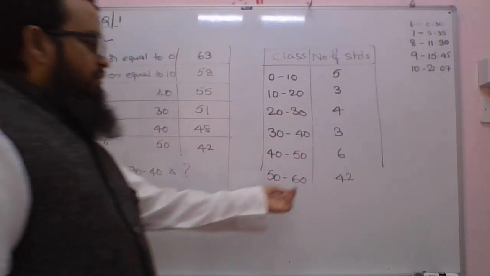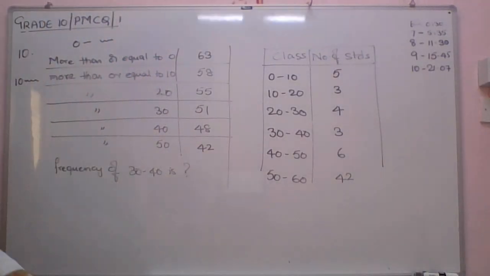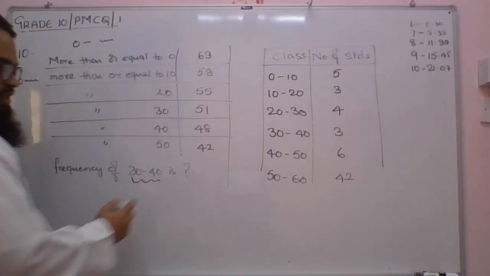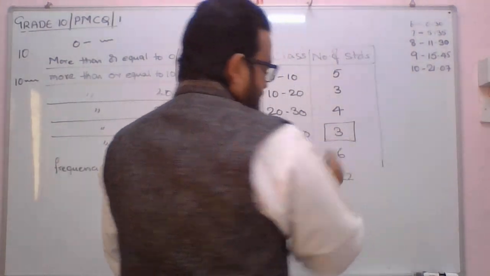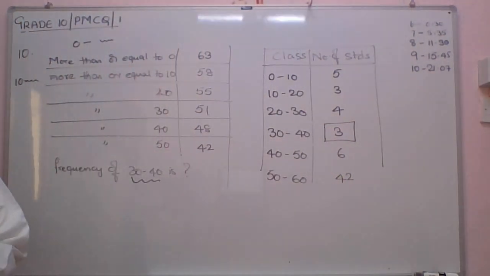So 50 to 60, 42 students got. Now what is he asking? Frequency of 30 to 40. What is the frequency of 30 to 40? 3 students. Understood, my dear student?